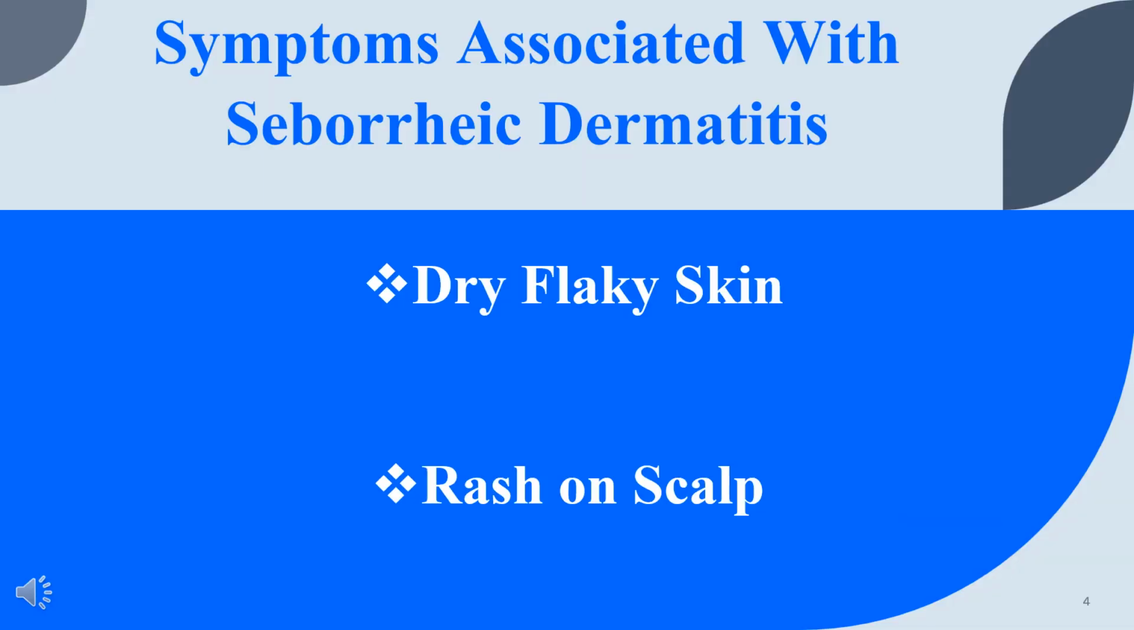Symptoms associated with seborrheic dermatitis: dry, flaky skin. This can develop on any part of your body that has seborrheic dermatitis, including the face or chest. Patches of greasy skin covered with flaky white or yellow scales or crust on the scalp, face, sides of the nose, eyebrows, ears, eyelids, chest, armpits, groin area, or under the breasts. Rash on the scalp. This can be dry, have greasy scales, or both.